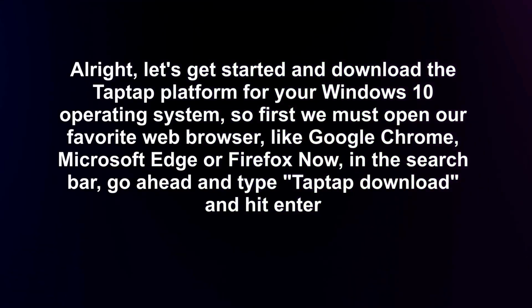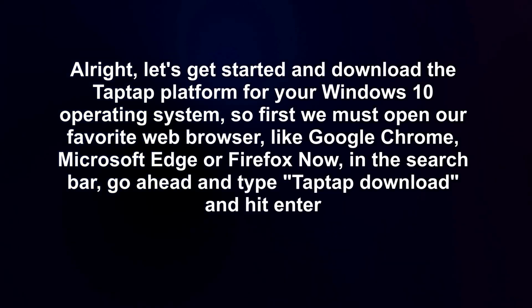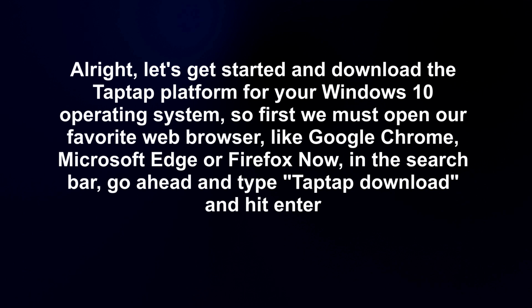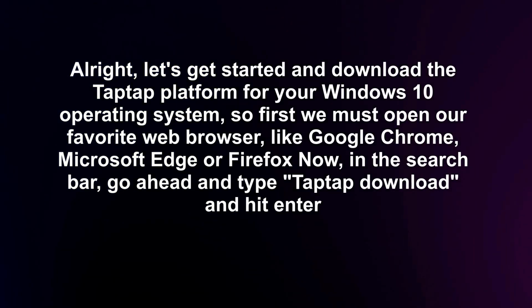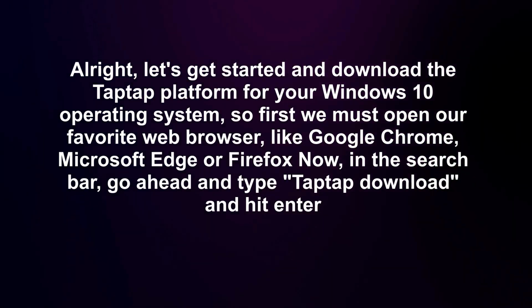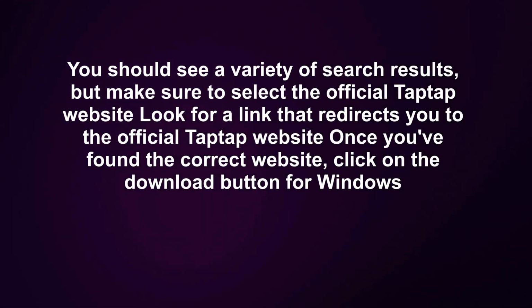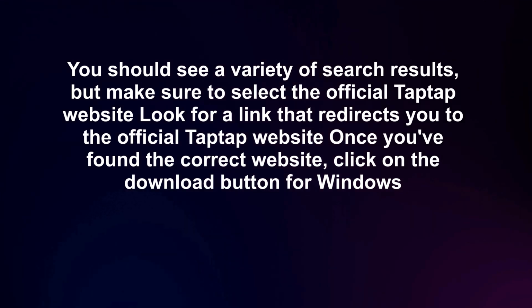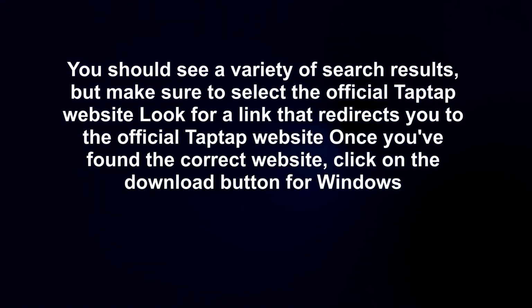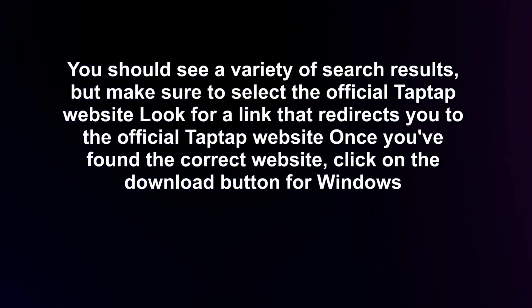So first we must open our favorite web browser, like Google Chrome, Microsoft Edge or Firefox. Now, in the search bar, go ahead and type TapTap download and hit enter. You should see a variety of search results, but make sure to select the official TapTap website. Look for a link that redirects you to the official TapTap website.